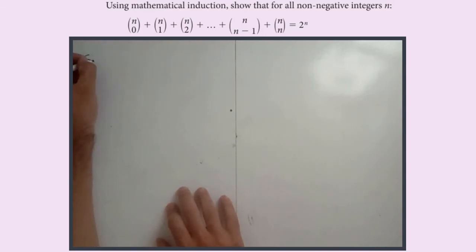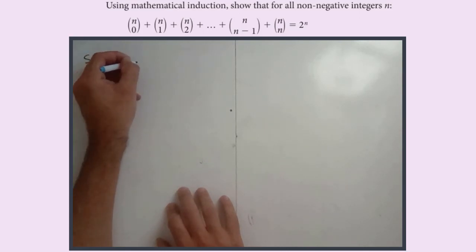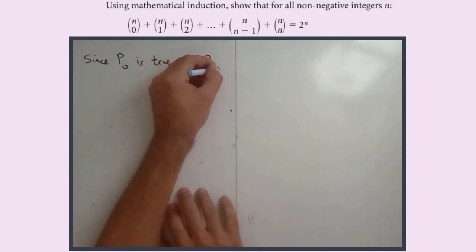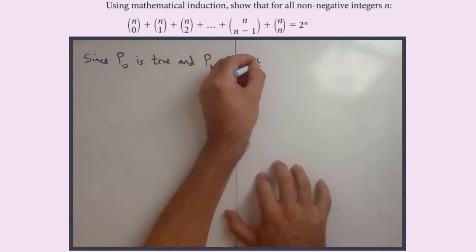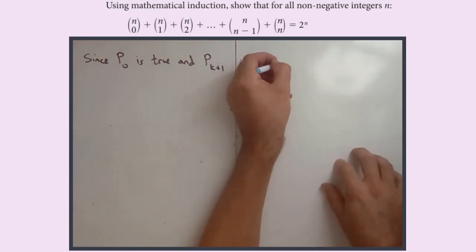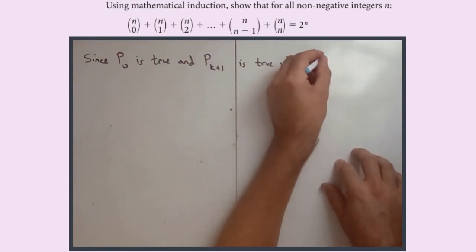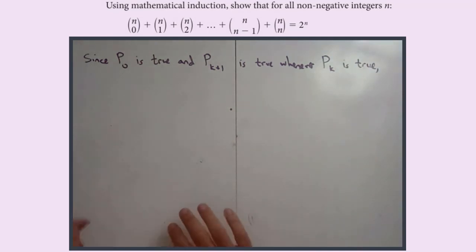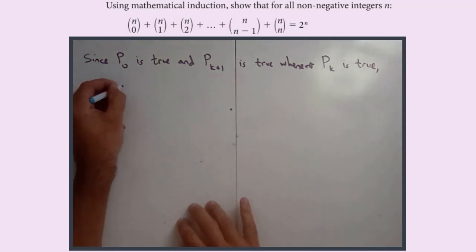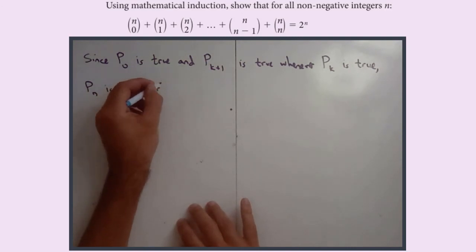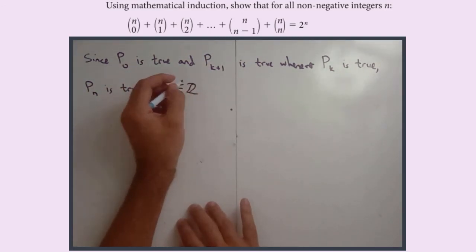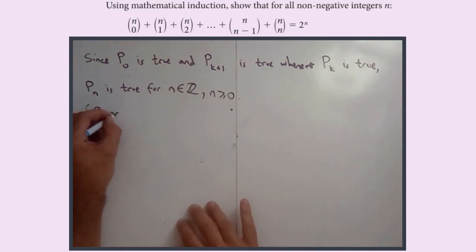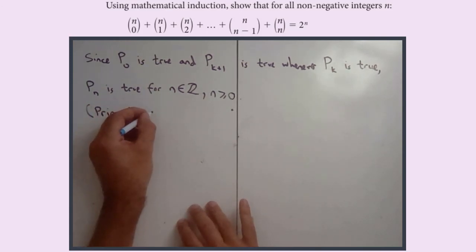So since P(0) is true, and P(k+1) is true whenever P(k) is true, since those things are the case, P(n) is true for all non-negative integers n, and that is because of the principle of mathematical induction.